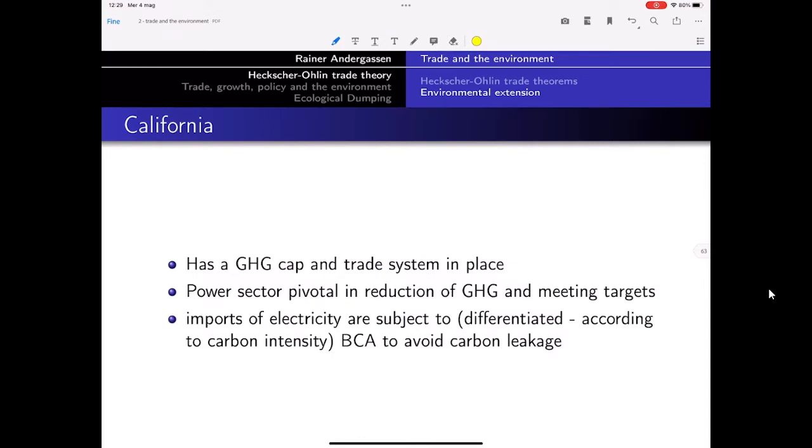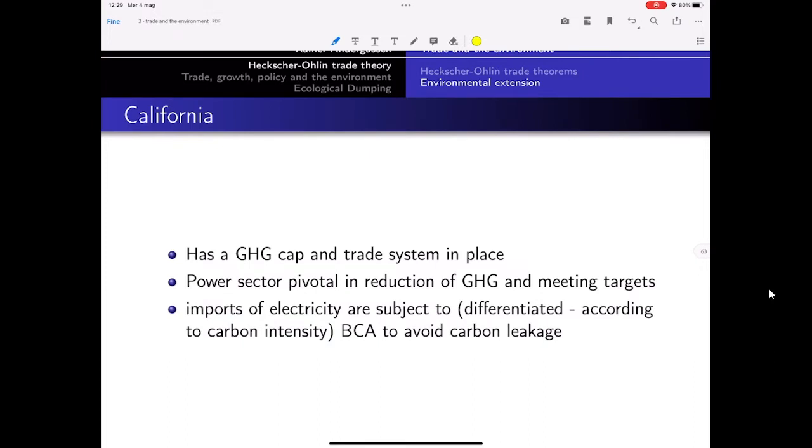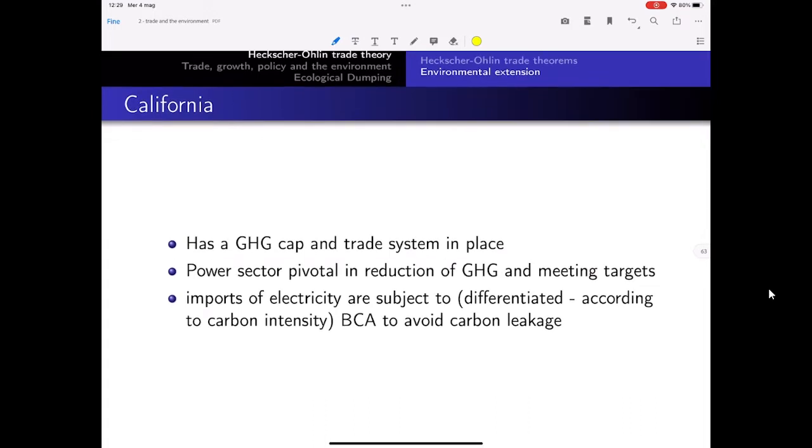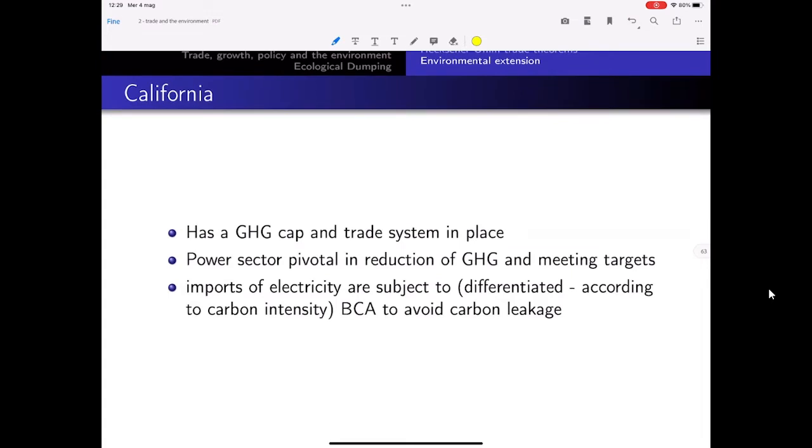Okay, so that's why they have a border adjustment system for electricity. And that's what the authors discuss in the paper, and therefore imports of electricity are subject to a differentiated border carbon adjustment mechanism. The aim is clearly again to avoid leakage.